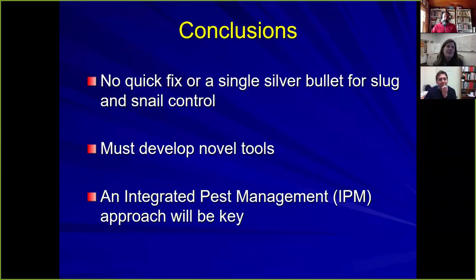To conclude, I'd like to say that I personally do not believe that there is a single quick fix or a single silver bullet strategy for managing slugs and snails in agriculture or horticulture here in the US. This is a complicated problem, and in my opinion, the key to future success will be the development of novel approaches, such as biological control and novel attractants, but using these in conjunction with existing strategies in an integrated pest management approach. I do believe that if that's the path we follow, we'll be able to make big inroads into this problem over the coming years.